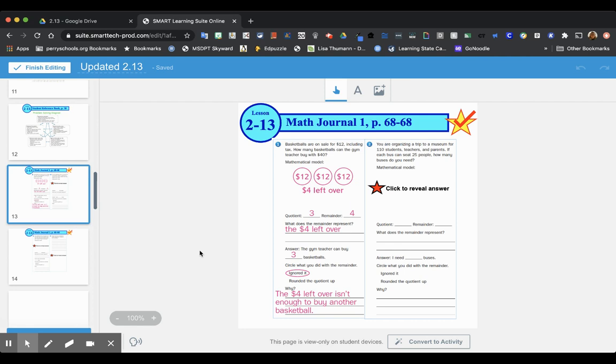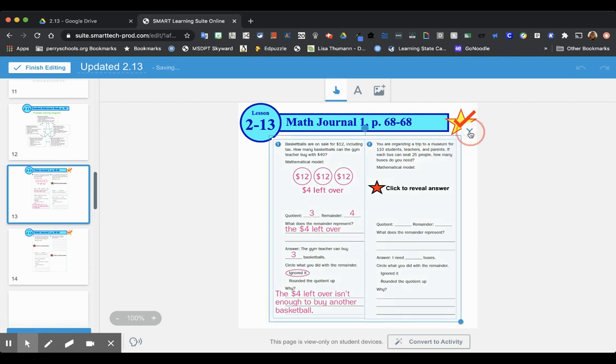So the answer to this question is 40 divided by 12 is 3 with a remainder of 4. And so the remainder represents that there are $4 left over. The gym teacher can buy 3 basketballs. We have to ignore that remainder because we only have $4. That $4 can't get us anything, and we can't buy part of a basketball. We can't just say, hey, will you round this up and give me 4 instead? So we only have enough money for 3, and you're going to get $4 and change. So again, the $4 left over isn't enough to buy another basketball.